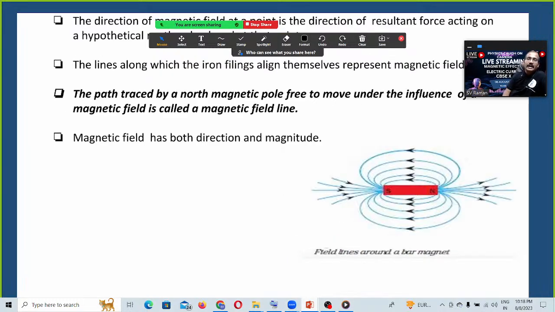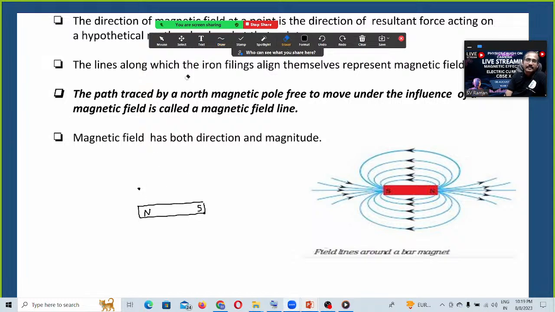Now, the path traced by a north magnetic pole moving under the influence of a magnetic field is called magnetic field lines. So how do we draw these magnetic field lines? That we can see now. Let's take a bar magnet. The bar magnet's poles are the north pole and the south pole. At one of the poles you place a magnetic compass. If you place a magnetic compass, there is an arrow mark.